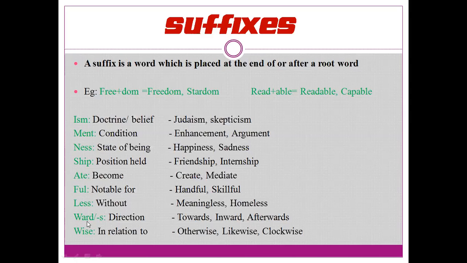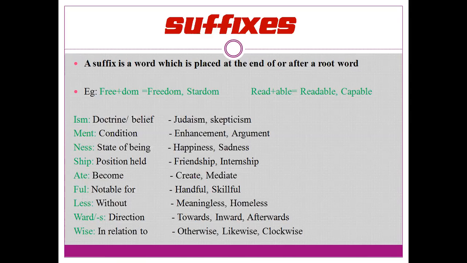And ward or wards means direction. So towards or inward or afterwards. And wise means in relation to, otherwise, likewise, and clockwise. So this is how these suffixes actually help us to form new words. And this is how we actually form new words. This is what the topic is all about, prefixes and suffixes, followed by word formation.